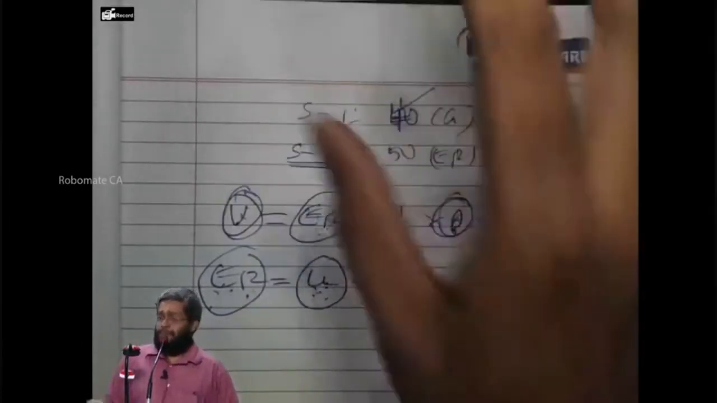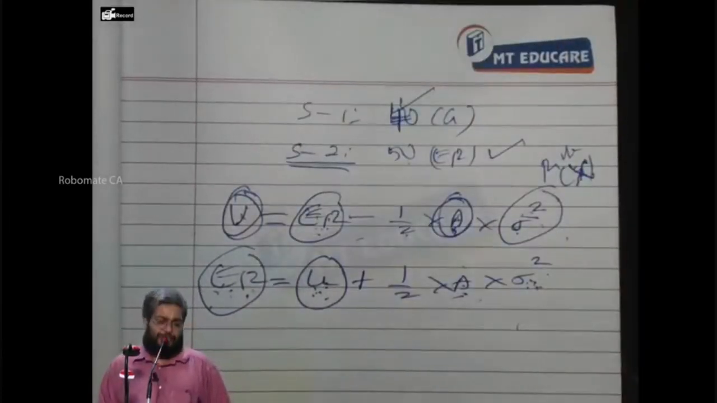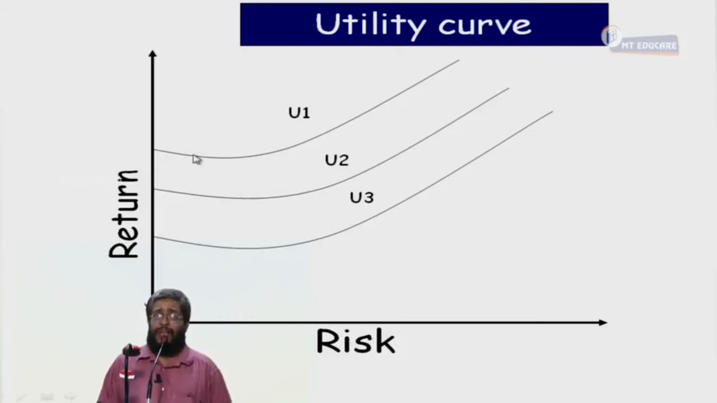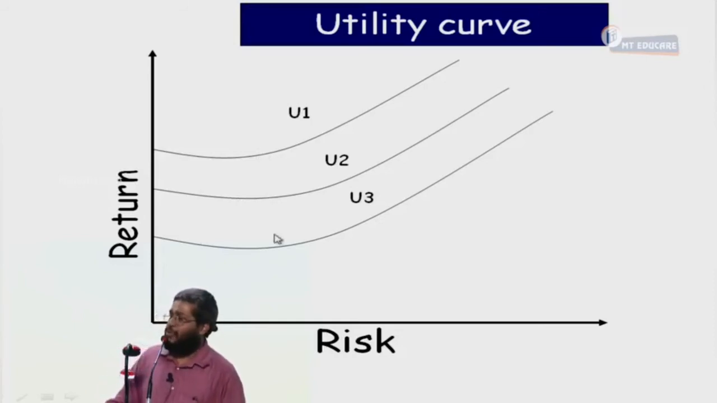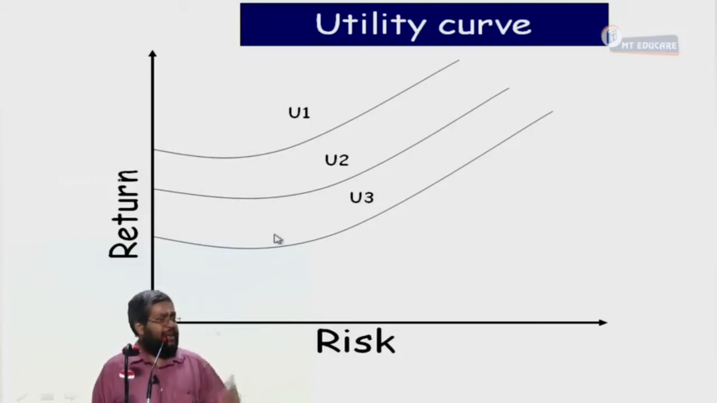Now see, the same person will have 3 adjustment factors: 1, 2 and 3. All points on 1 give the same happiness U1, all points on 2 give the same happiness U2, and all points on 3 give the same happiness U3. But for a given return, the happiness will be highest in U1, second highest in U2 and third highest in U3. Shares on U1 always give more happiness than U2, and U2 more than U3. It all depends on my adjustment factor, the risk averse factor.